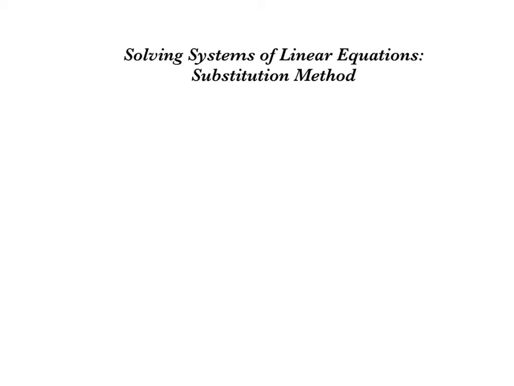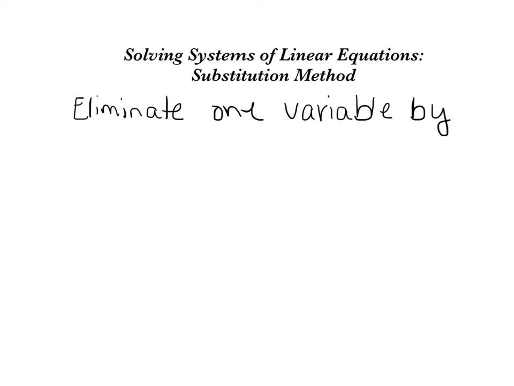Today we're going to talk about solving systems of linear equations using the substitution method. The substitution method eliminates one variable by plugging in the other variable. So in this case, we would be getting rid of one of our variables by substituting in, just like in sports, we substitute in players, we substitute in another variable.